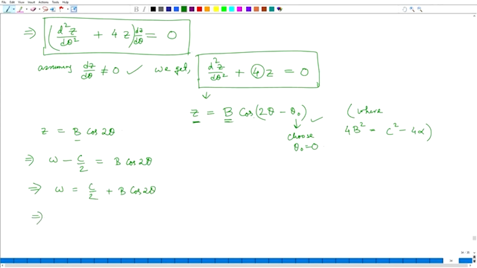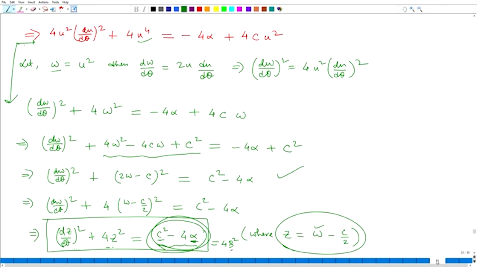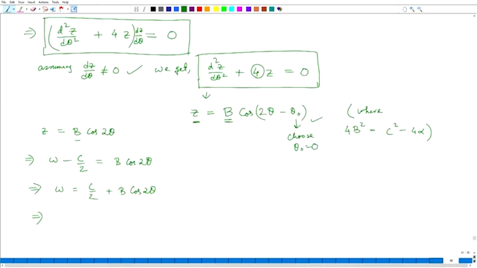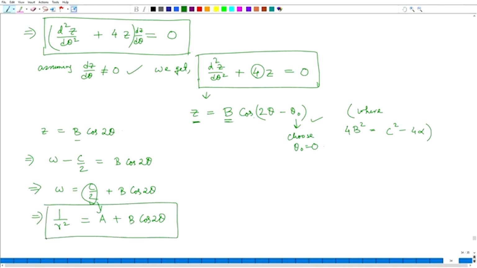Now, what is w? By definition this is u², or 1/r². So, 1/r² = c/2, which I can call a, plus b cos 2θ. So, can you now see the polar equation of the orbit under a harmonic potential, but can you intuit the nature of the trajectory? For that, we have to write 1 = a r² + b r² cos 2θ.